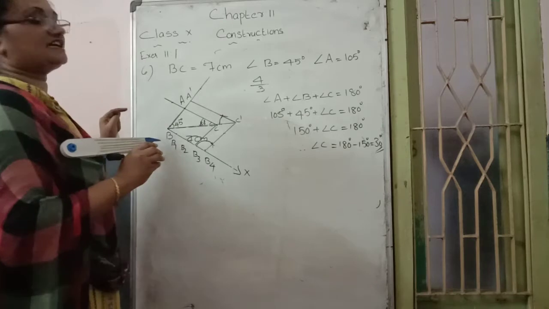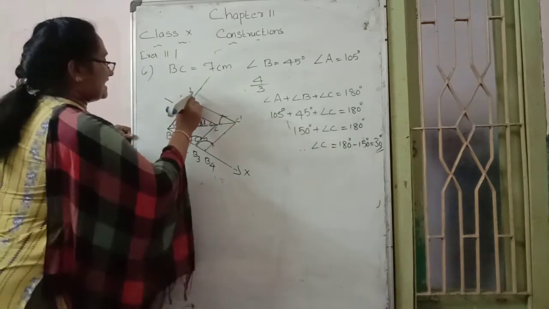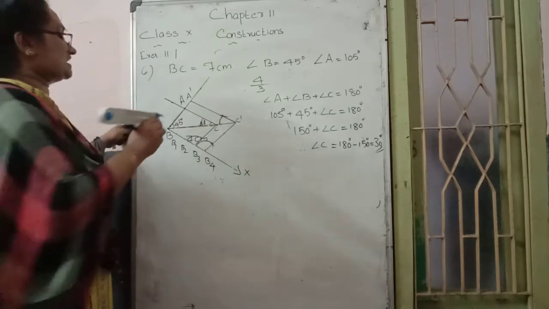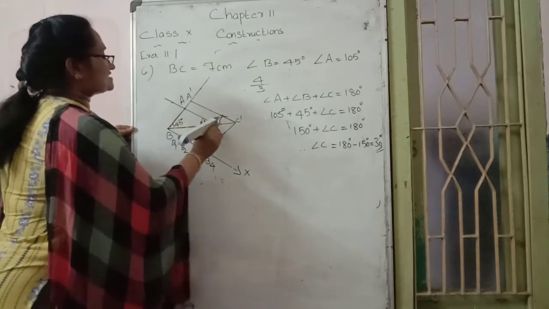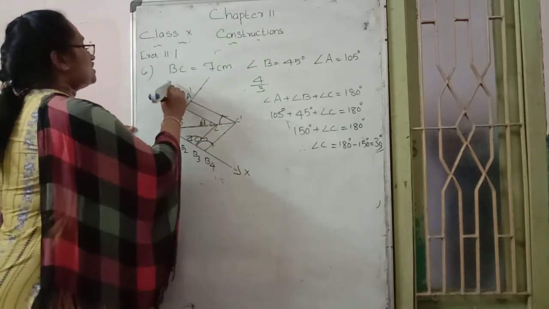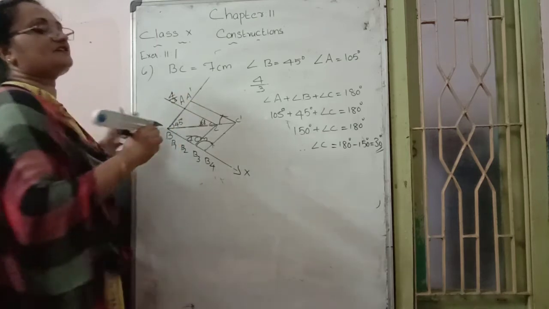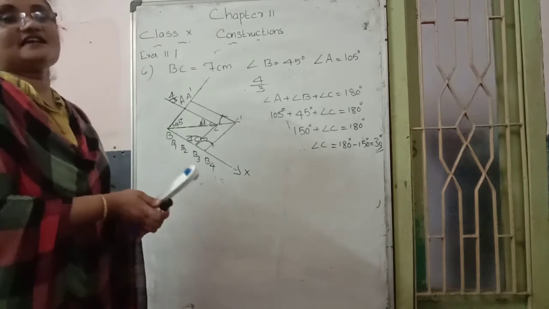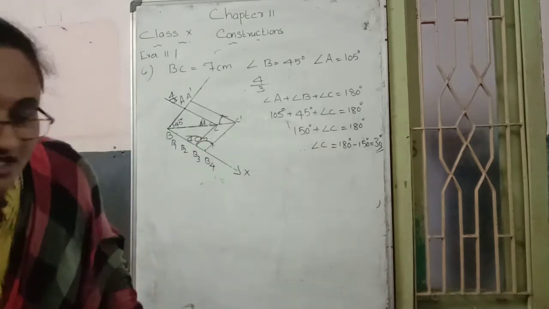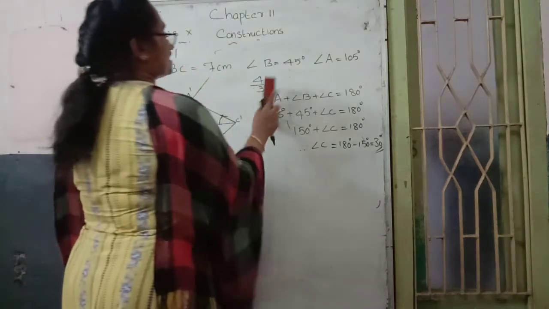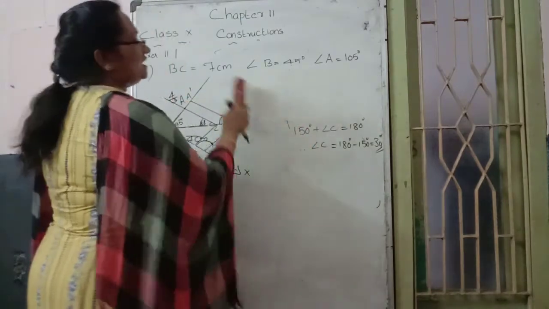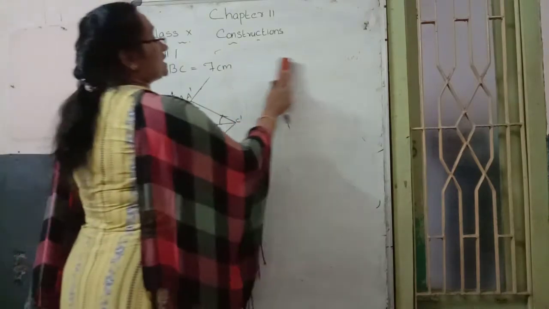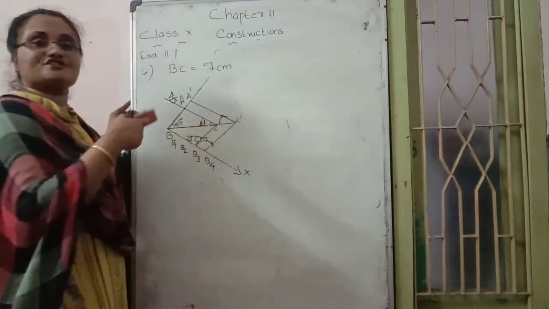So which is our similar triangle? A dash B C dash is the similar triangle for ABC. How much similar? 4 by 3 times similar to the original triangle. Here also write the steps. Then the justification: how to write it? Write it in time, using the Pythagoras theorem and angle sum property. Don't forget to write.